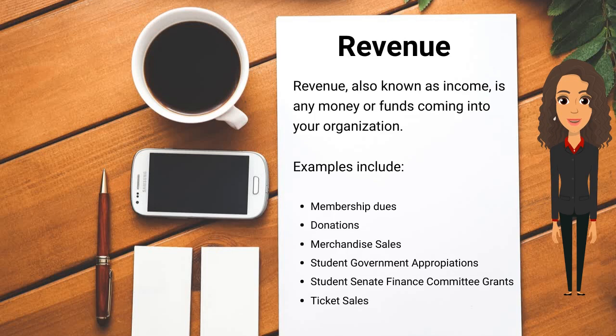What is revenue? Revenue, also known as income, is any money or funds coming into your organization. Examples could include, but are not limited to, membership dues from your organization's members, donations, merchandise sales, student government appropriations, student Senate Finance Committee grants, or ticket sales.